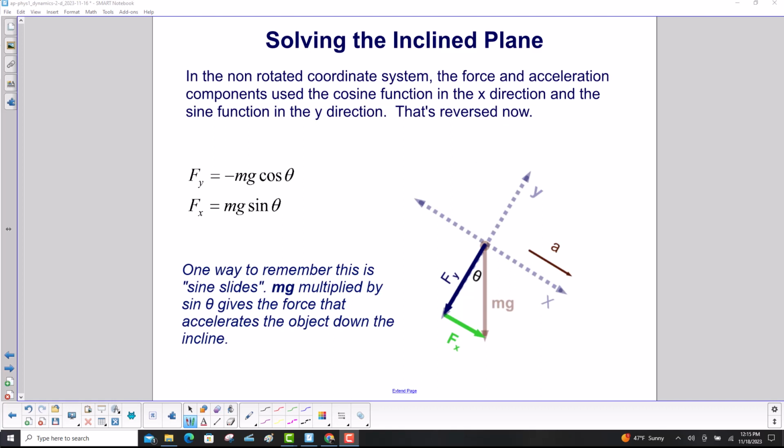In the non-rotated coordinate system, the force and acceleration components use the cosine function in the x direction and the sine function in the y direction. That's reversed now. So here we have F sub y equals minus mg cosine theta, because it's heading down into the incline, and we have F sub x is a positive mg sine theta, as it's in the same direction as the acceleration down the incline. One way to remember this is sine slides. mg multiplied by sine theta gives the force that accelerates the object down the incline.